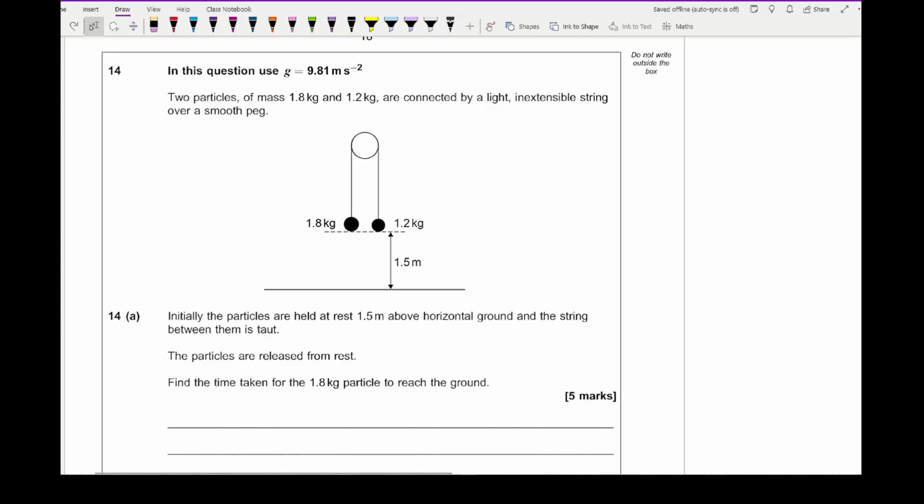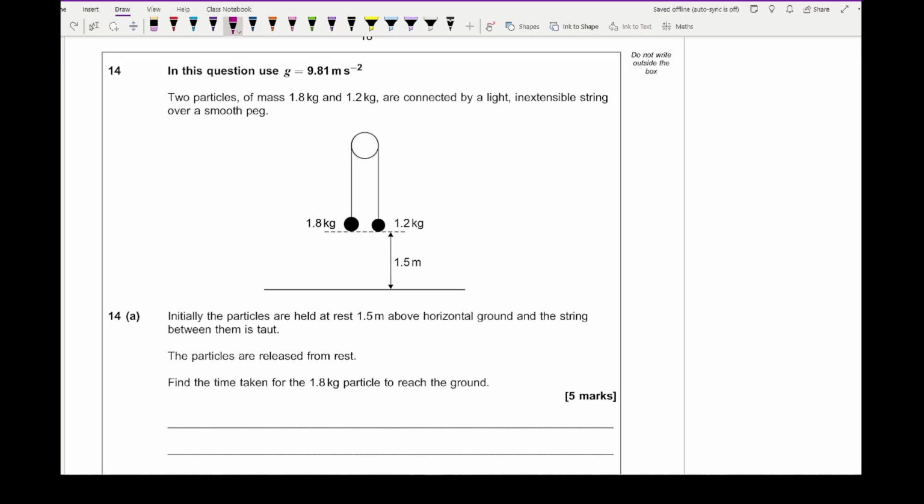Question 14. 2 particles of mass 1.8 kilograms and 1.2 kilograms are connected by a light inextensible string over a smooth peg. Part A. Initially, the particles are held at rest 1.5 metres above horizontal ground, and the string between them is taut. The particles are released from rest. Find the time taken for the 1.8 kilogram particle to reach the ground.